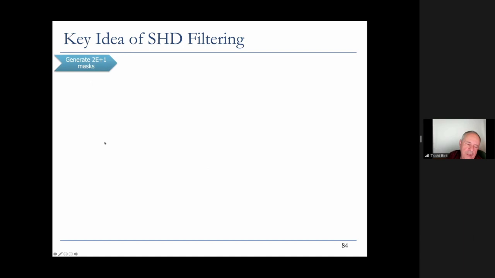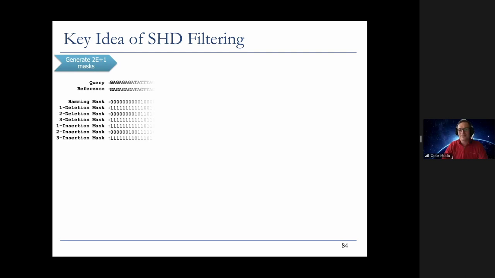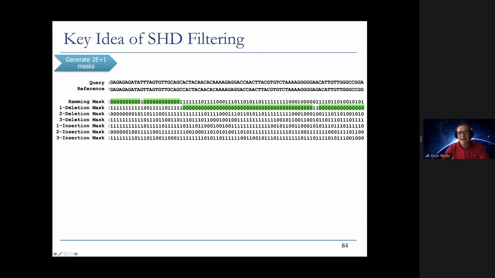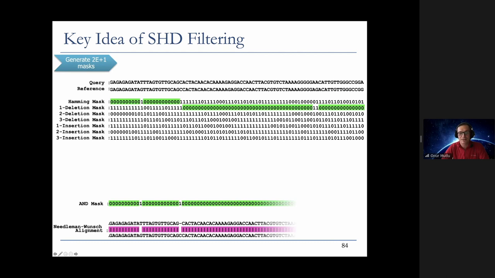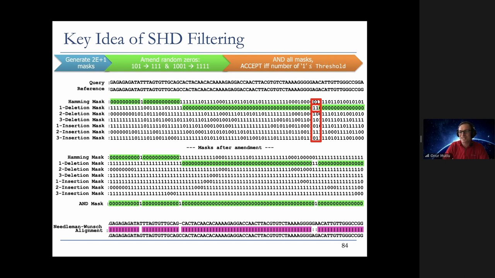So the key idea, hopefully it was clear, and this is the full picture. I'm not going to go through this in detail. But clearly, this is the Hamming mask, and then you have a 1 deletion mask by shifting the query to the right, and then you have a 2 deletion mask, 3 deletion mask, 1 insertion, 2 insertion, 3 insertion, etc. And then in the end, you AND all of them, and there may be some errors, some issues that you get. Unfortunately, you need to correct for them because this is not perfect. You may get mismatches also, etc. But I'm not going to talk about those in detail. There's some amendment process that we employ.